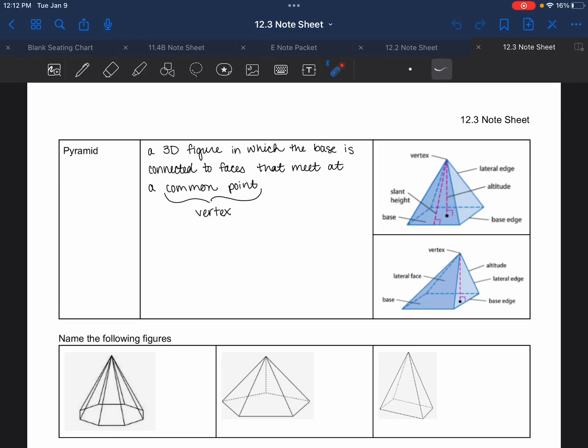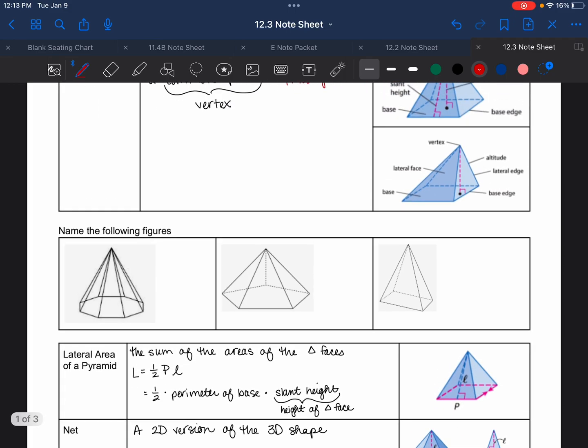All right, we're going to do the notes for 12.3, which is surface areas of pyramids and cones. So a pyramid is a 3D figure in which the base is connected to faces that meet at a common point. Your base is going to be a regular polygon, and then all the faces are triangles. So they are triangular faces, and they meet at a common point called the vertex.